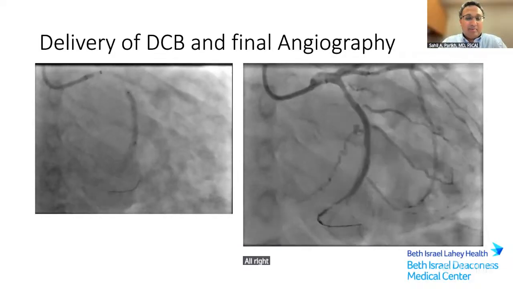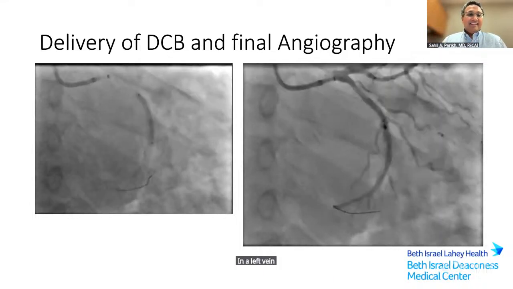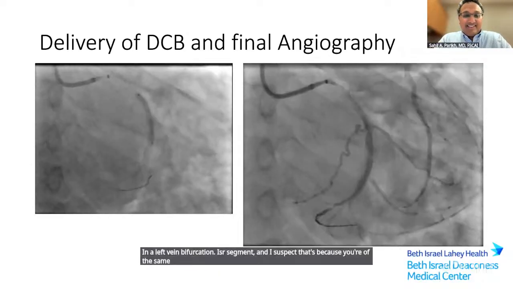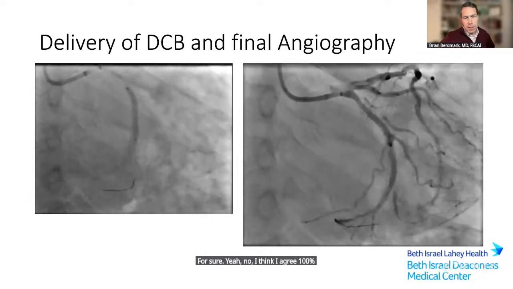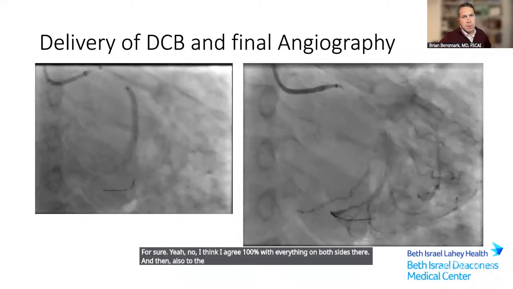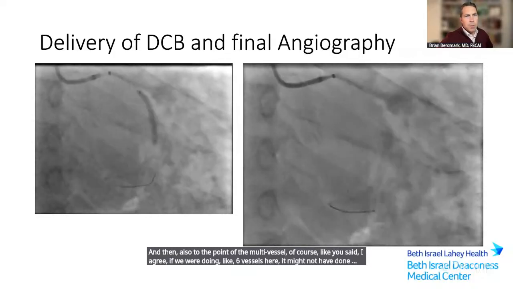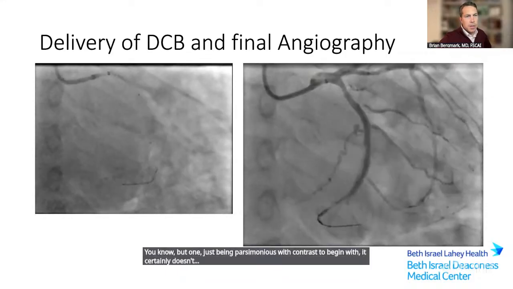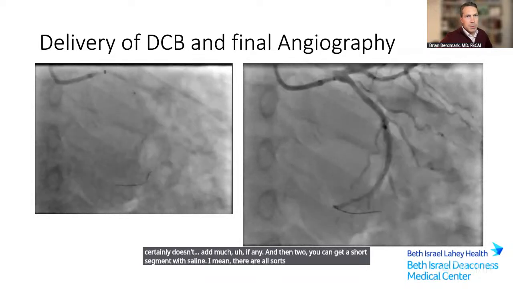All right. I know, Brian, you chose OCT in a left vein bifurcation ISR segment, and I suspect that's because you're of the same opinion as Ziad. For sure. Yeah, no, I agree 100% with everything on both sides there. And then also to the point of the multi-vessel, of course, like you said, I agree. If we were doing like 6 vessels here, might not have done that. But one, just being parsimonious with contrast to begin with, it certainly doesn't add much, if any. And two, you can get a short segment with saline. I mean, there are all sorts of ways around the issue.